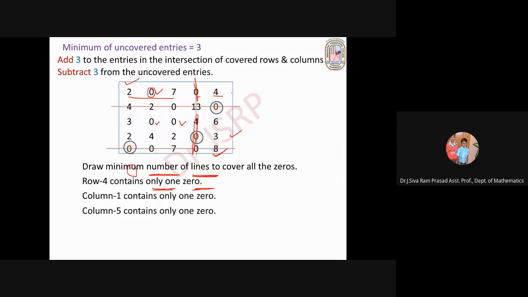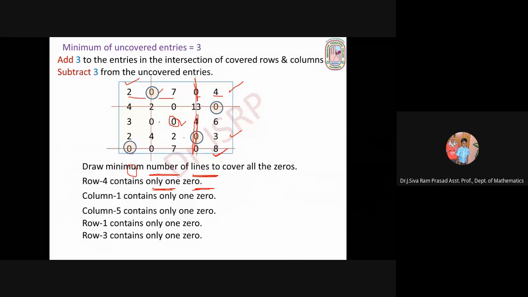Now come to first row. First row contains only 1 zero. Circle that 0 and fix column, cross off second column. Next, second row already removed. Third row contains only 1 zero. So circle that 0 and fix column. While checking in rows, we have to fix column. While checking columns, we have to fix rows.